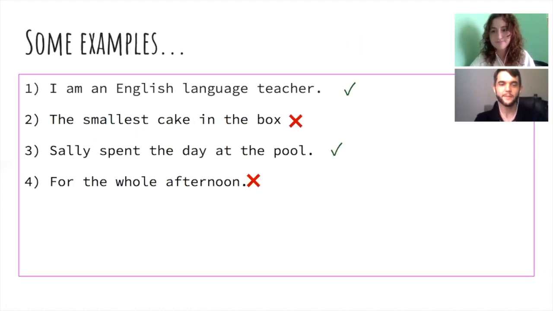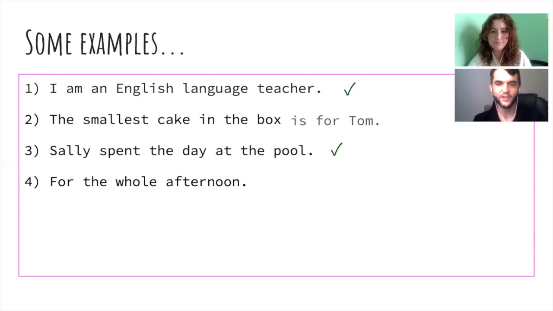So let's look at some examples. We're going to come back to the examples that we talked about earlier. The first sentence says, I am an English language teacher. And we see that that has both a subject and a predicate. So that sentence is correct. Then we look at number 2, the smallest cake in the box. We have a subject, but there's no predicate. So how do we make this sentence correct?